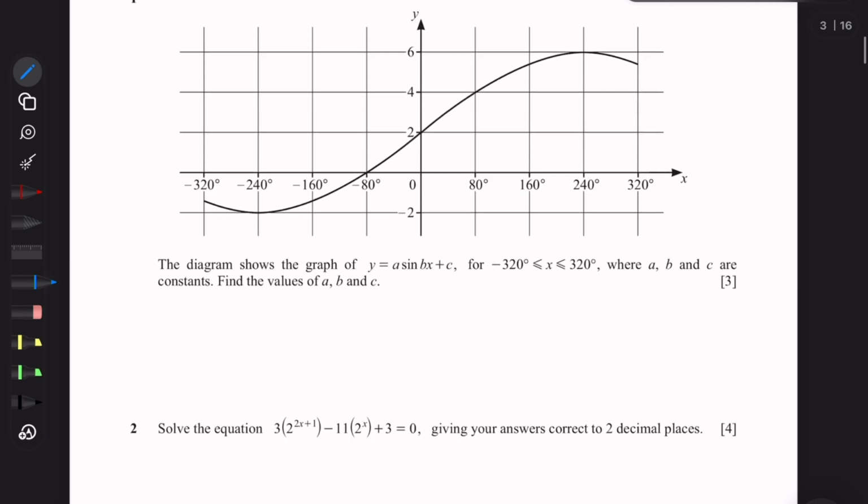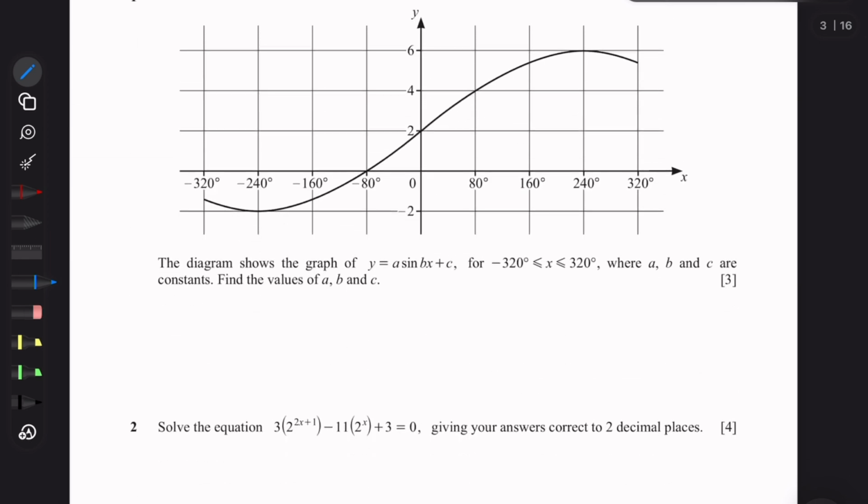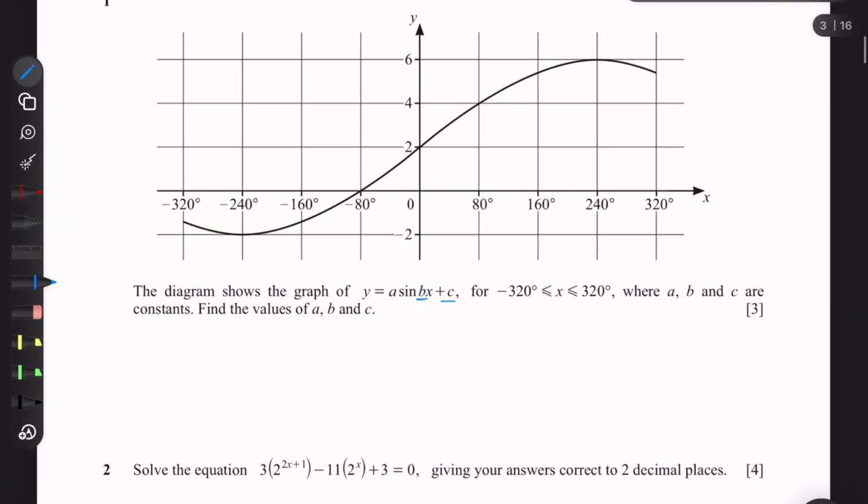Okay, so question 1. The diagram shows the graph of this, where a, b, and c are constants. Find the value of a, b, and c. The value of a is the amplitude, b shows how many complete graphs there are within 360 degrees, and c is how much the graph moves up or down, so how much it shifts.